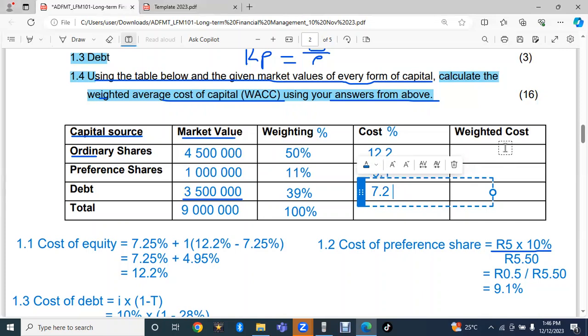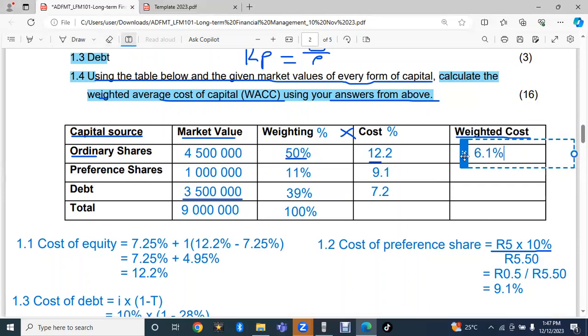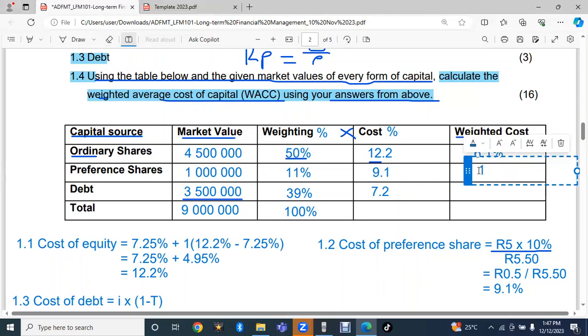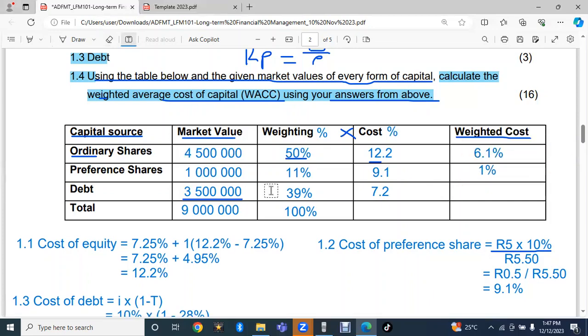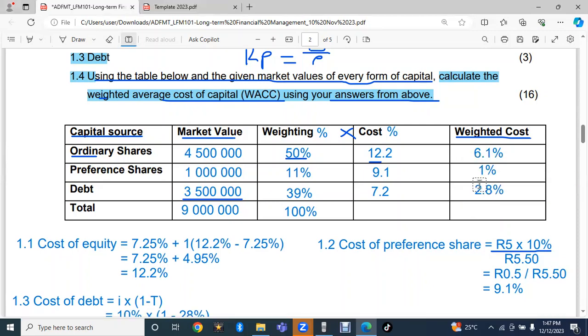Now remember, to get the weighted average cost of capital, you take your weights and multiply them by the cost. To get the WACC for ordinary shares, we take the weight of ordinary shares multiplied by the cost of ordinary shares. So 50% times 12.2 gives us 6.1%. And then we do the same for preference shares: 11% times 9.1 gives 1%. For debt, you take 39% times 7.2, and I'm getting 2.8%.